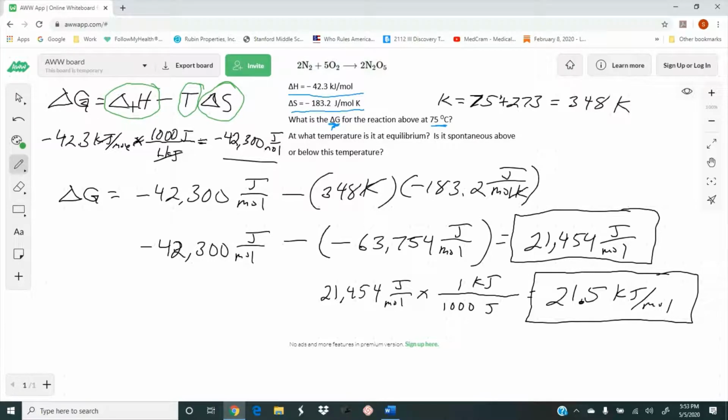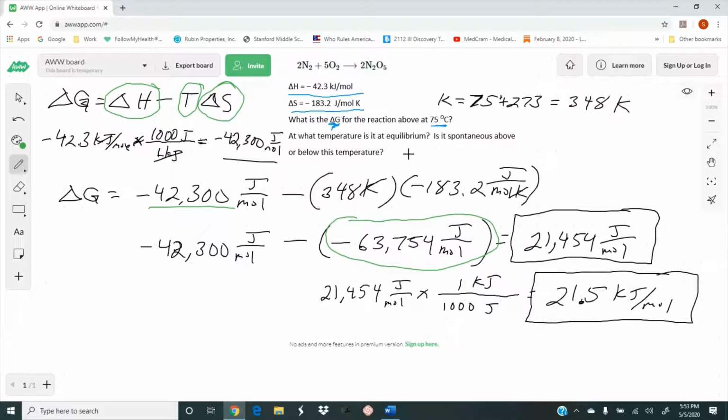And then you take a negative delta H there. You subtracted a negative number. There's your T times delta S. And since this one was a bigger negative than this one was, when we subtracted that bigger negative, we ended up with a positive answer. Okay, so that's the first part of the question. What is the delta G for the reaction?